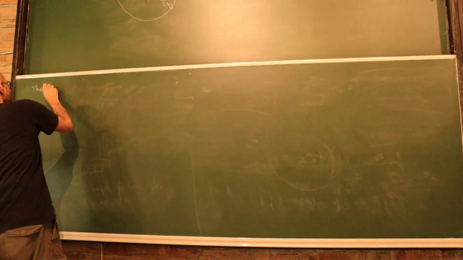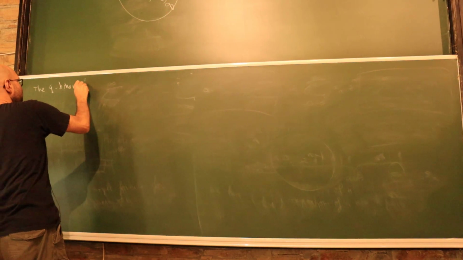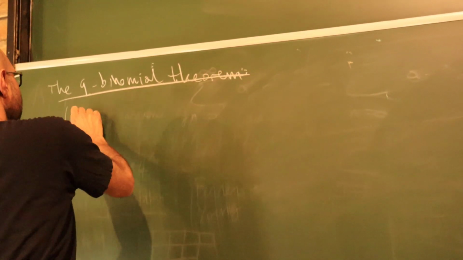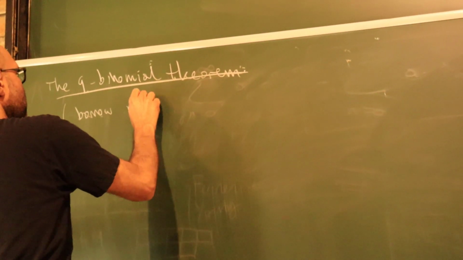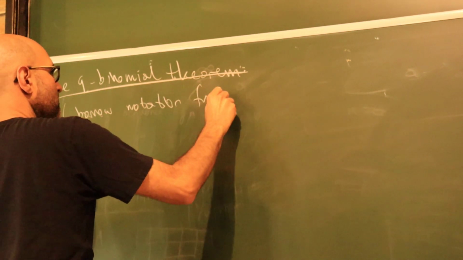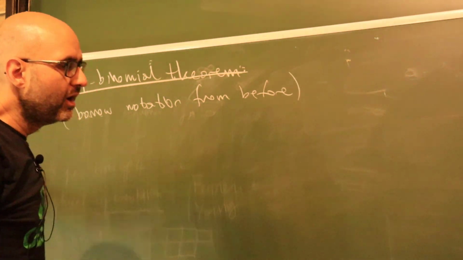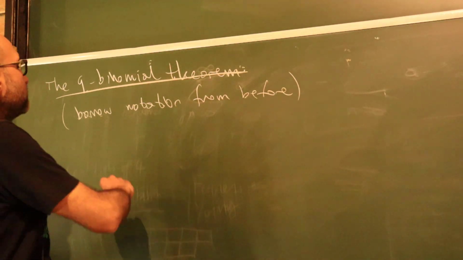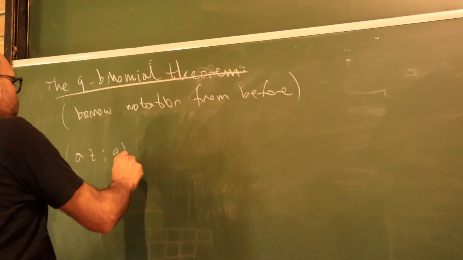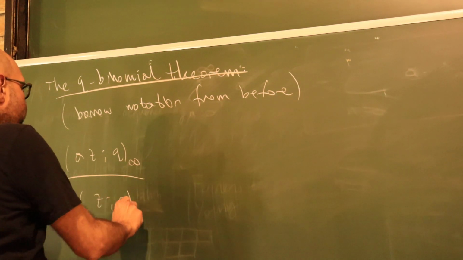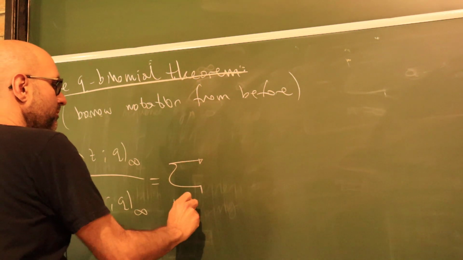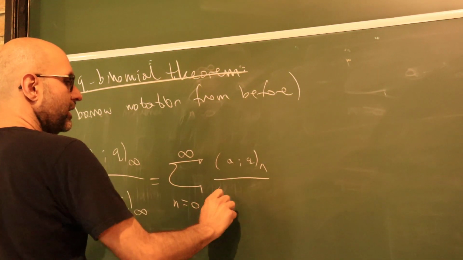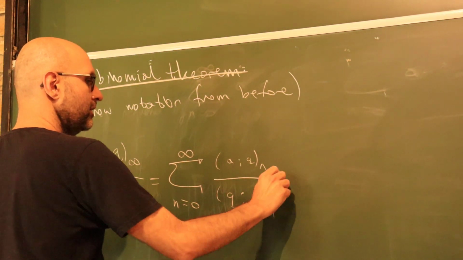So the q-binomial theorem, using the q-Pochhammer symbol notation we saw in the previous hour: (az; q) sub infinity divided by (z; q) sub infinity equals the series from n equals 0 to infinity (a; q) sub n divided by (q; q) sub n, z to the n.